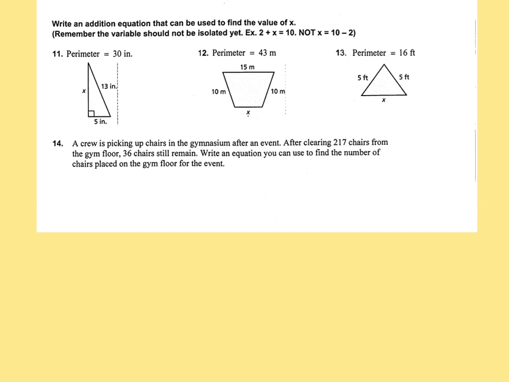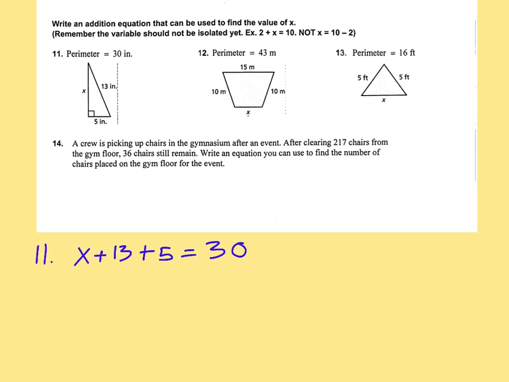So let's go. Okay, so I know perimeter means that we have to add up all the sides. So we have this. Now, it doesn't want us to answer the question. It just wants us to write an equation. So if I have x plus 13 plus 5, it will equal 30. So there's my equation for number 11.